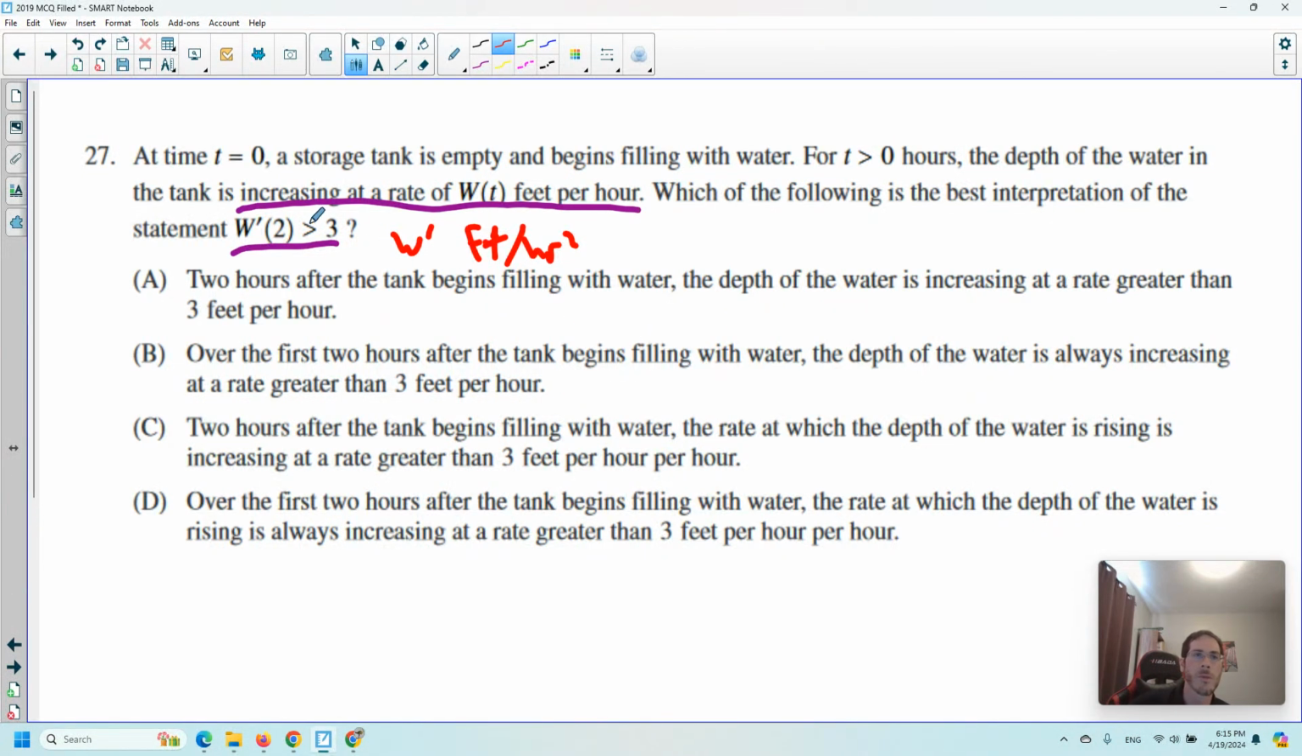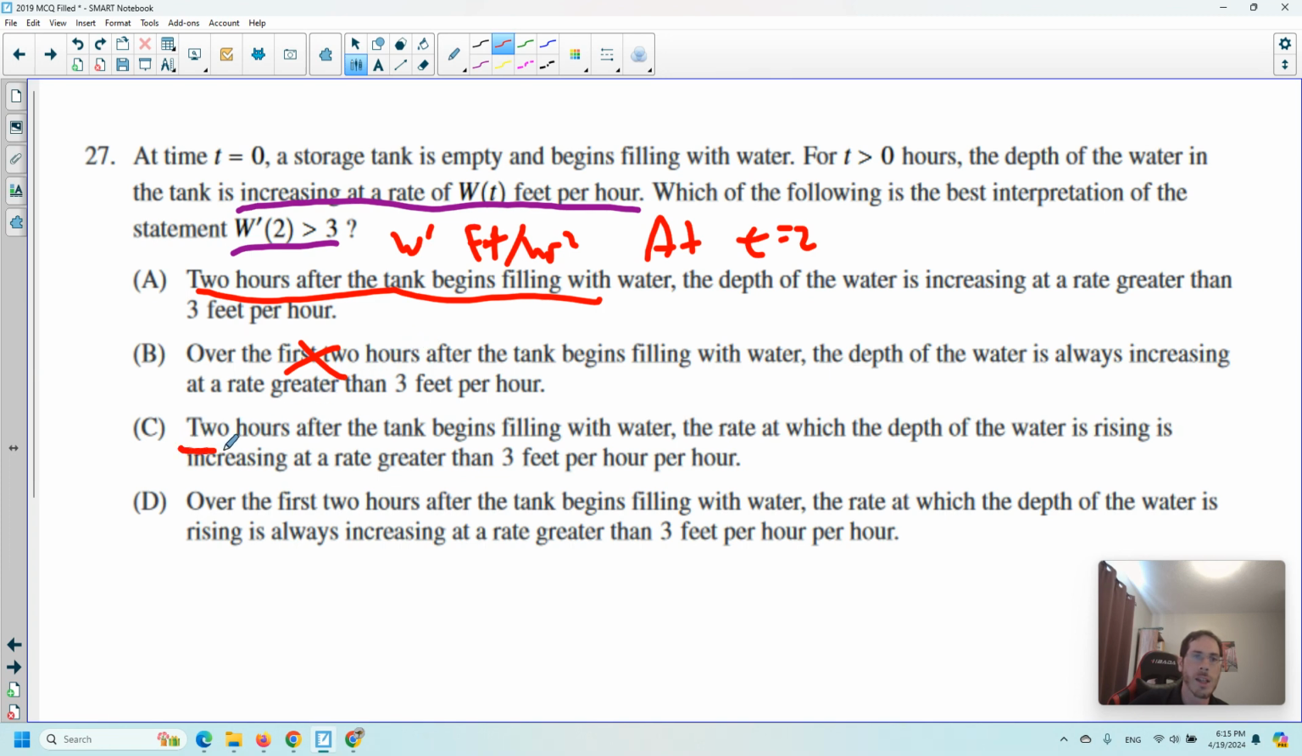All right. We also know we're doing a derivative. So this is at t equals 2, so at 2 hours. So 2 hours after the tank begins filling with water seems okay. Over the first 2 hours is an integral. That's not good.